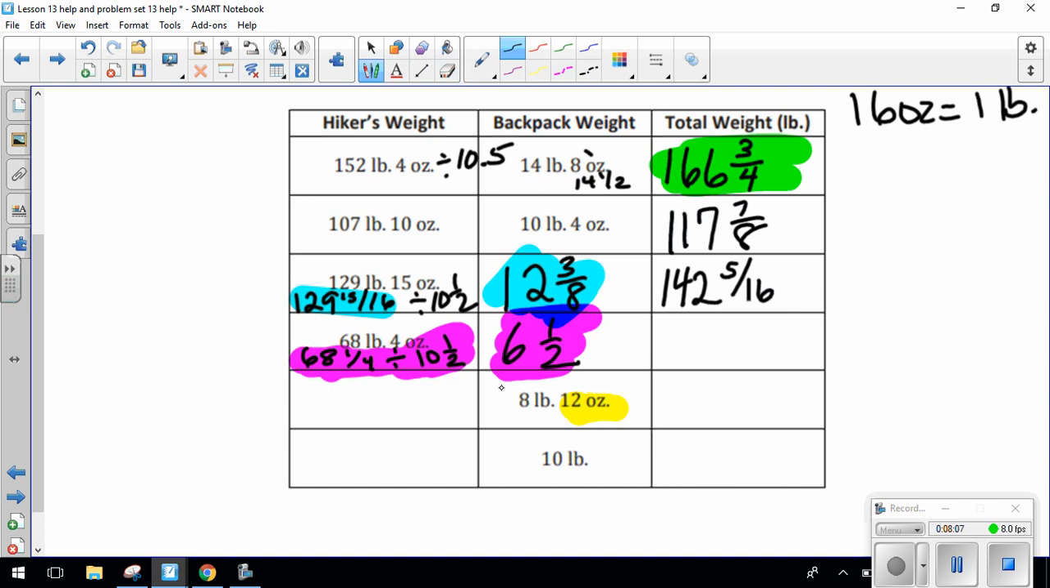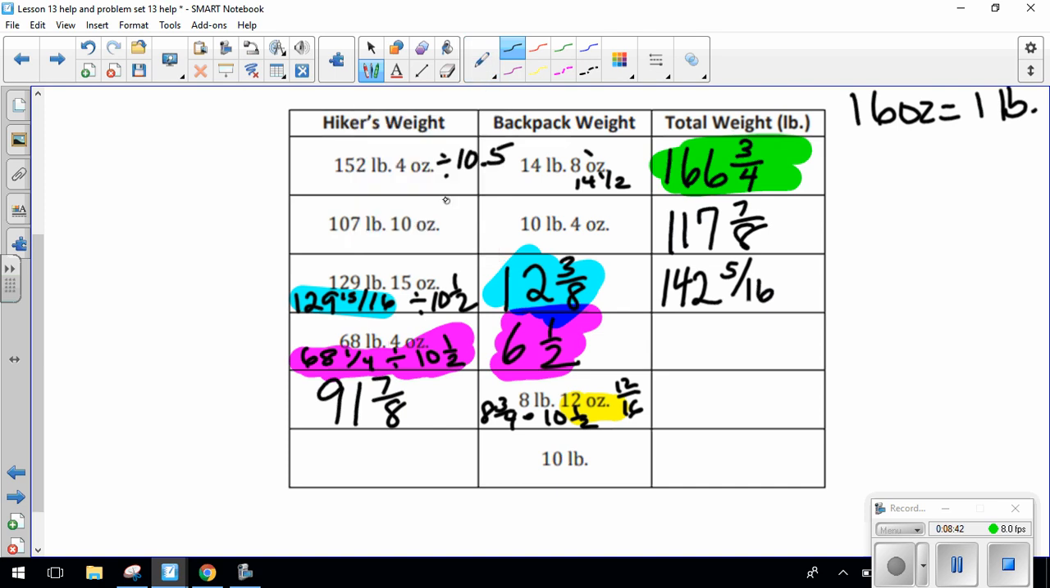So what I'm going to do is take this 8 pounds, 12 ounces, that's 12 out of 16. And that reduces to 3/4. So I'm going to take 8 3/4. And since I'm going to the left, I'm going to times this by 10 1/2. So take a minute and take 8 3/4 and times it by 10 1/2. And you should get an answer of 91 7/8.